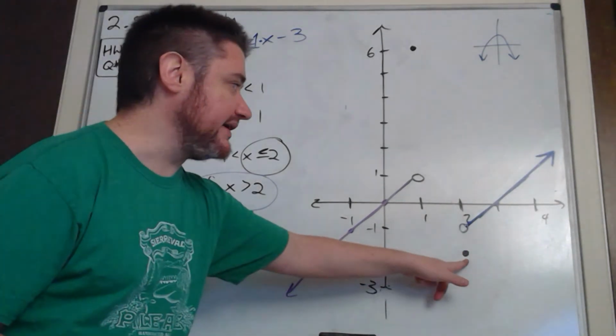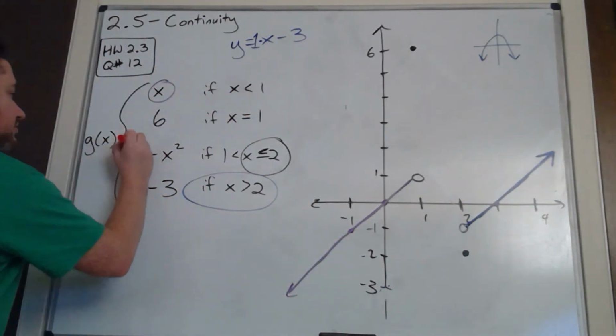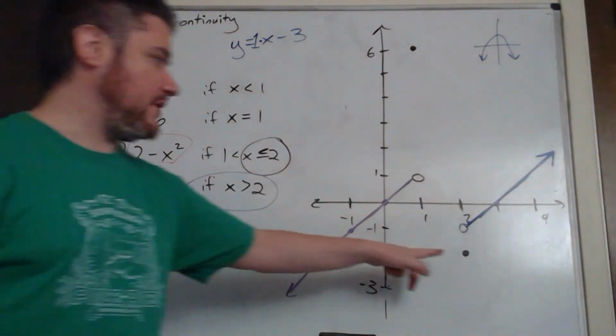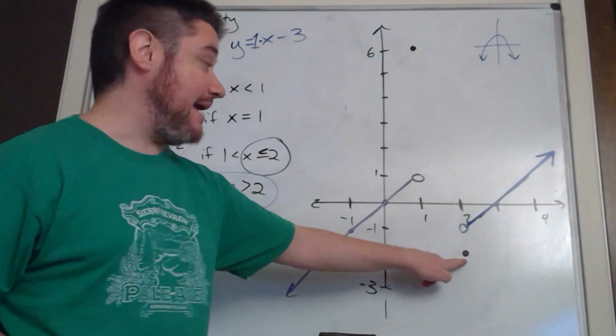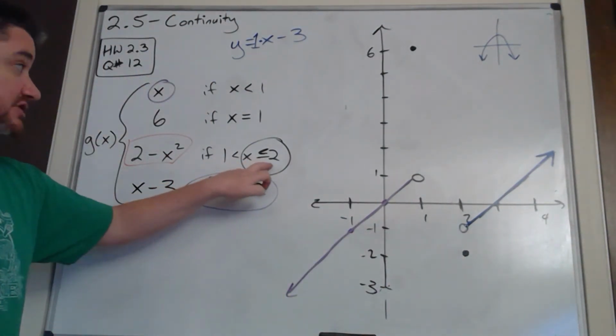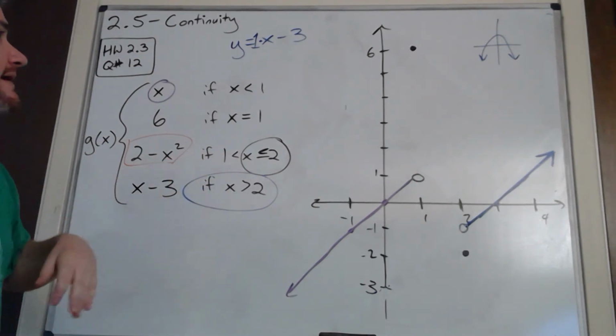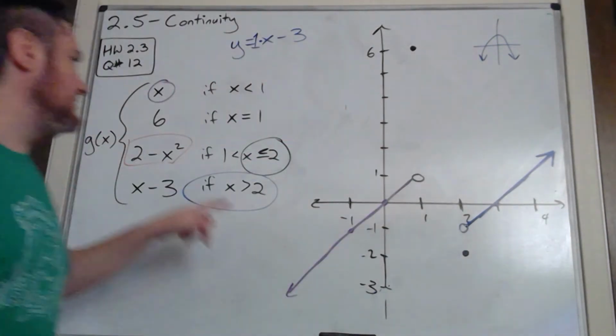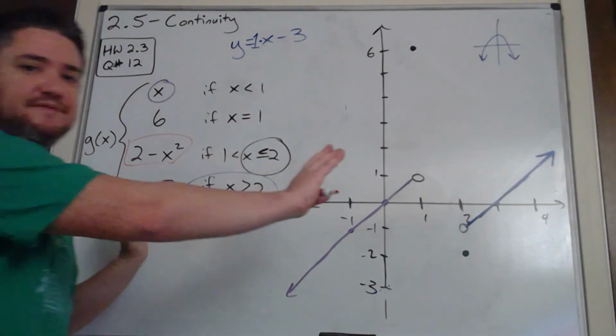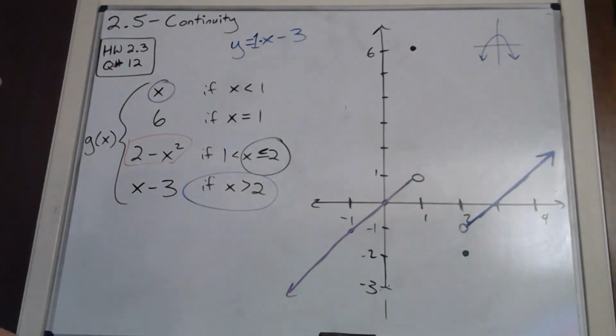We know this point, I'll do this one in red, 2 minus x squared. We know 2 minus x squared is going to hit that point, because that was defined when x was equal to 2. We were using that rule, okay? Let's think about what the graph is. This is a graph, 2 minus x squared. If I graphed it everywhere, it's a downward-facing parabola.